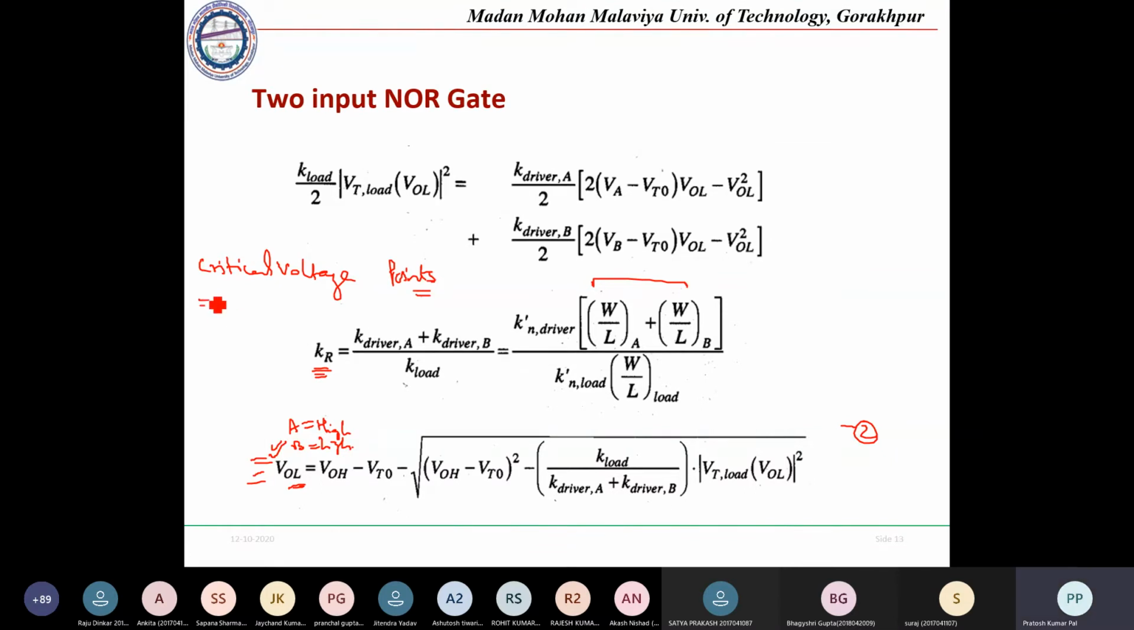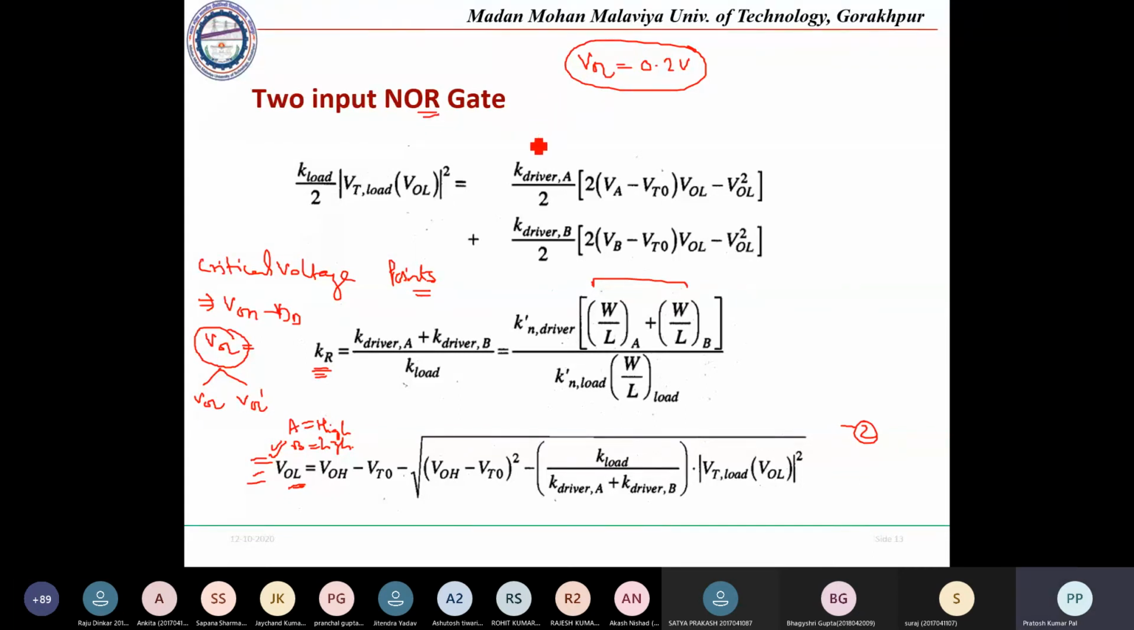So these critical voltage points: the VOH value is the same as VDD, but the VOL value will have two values. One is the lower VOL, and another one is VOL dash. So this is the lower one. Suppose a specification is given in which the VOL value is 0.2 volt. Suppose 0.2 volt should be there in the specification of a NOR gate.